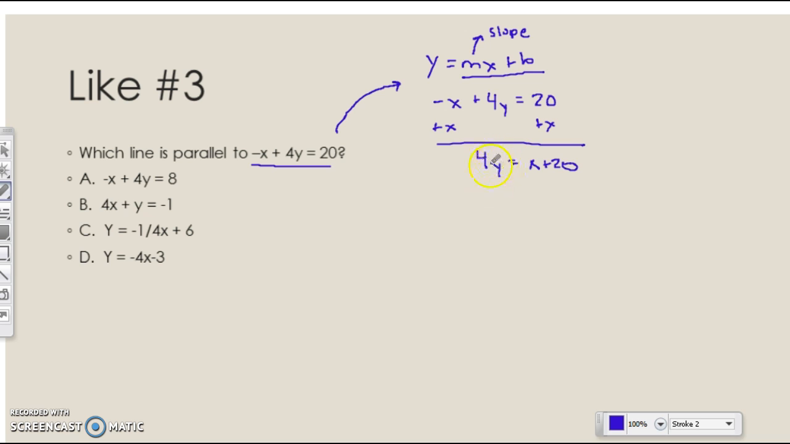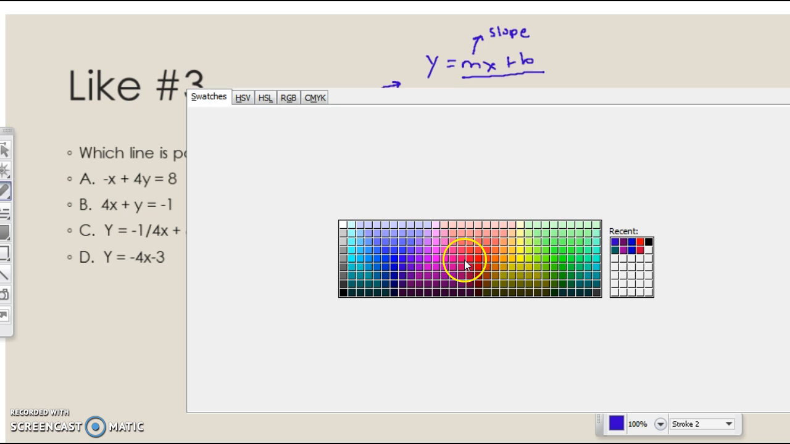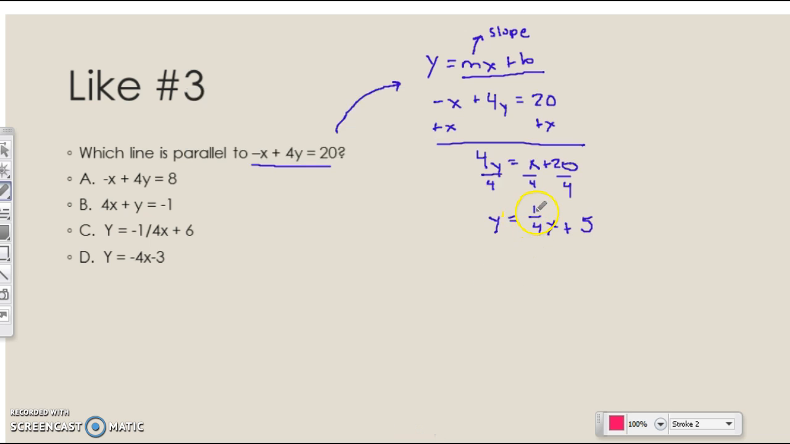All right, then I still need to get y by itself, so I'm going to divide both sides by 4. Basically, I'm dividing everything by 4. And x over 4, that's the same as saying 1 over 4 times x, plus 20 divided by 4 is 5. So now I can say with confidence that the slope of my original line, remember slope is m, it's the coefficient on x, is 1/4.